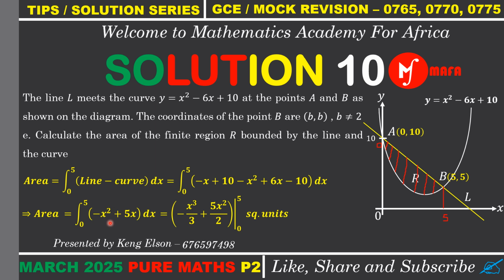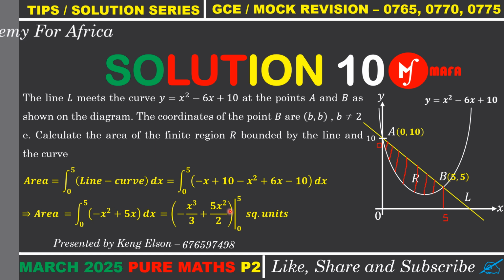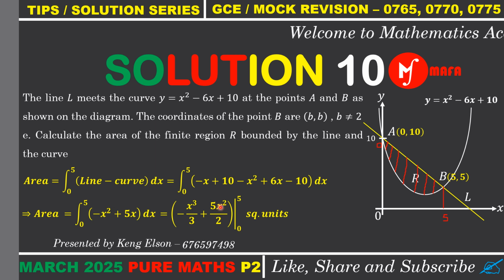So integrate minus x squared, we get minus x cubed on 3. Integrate 5x, you get 5x squared on 2. You now need to replace the upper bound with 5 and then the lower bound with 0. Alright, so tell me your answer in the comment section.